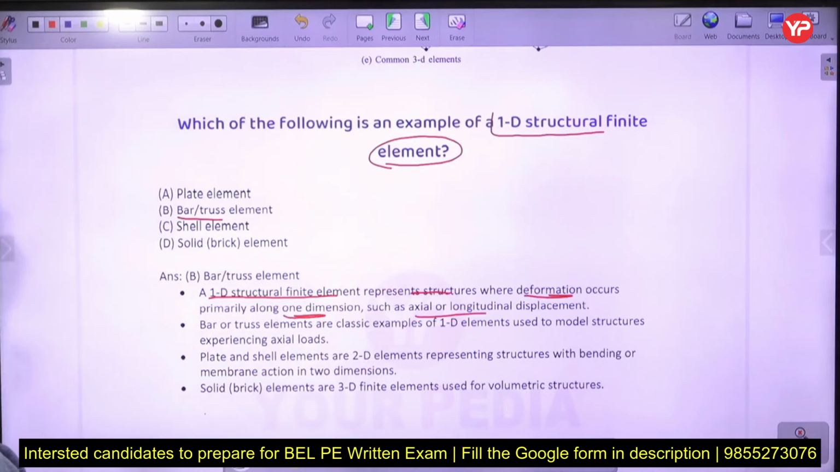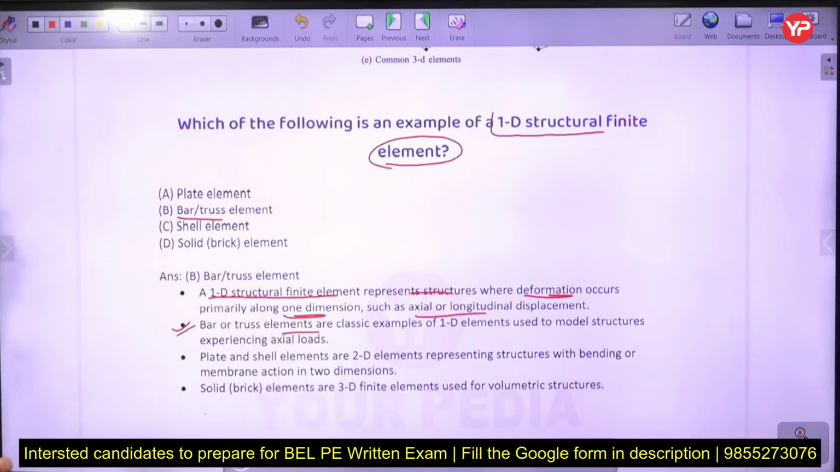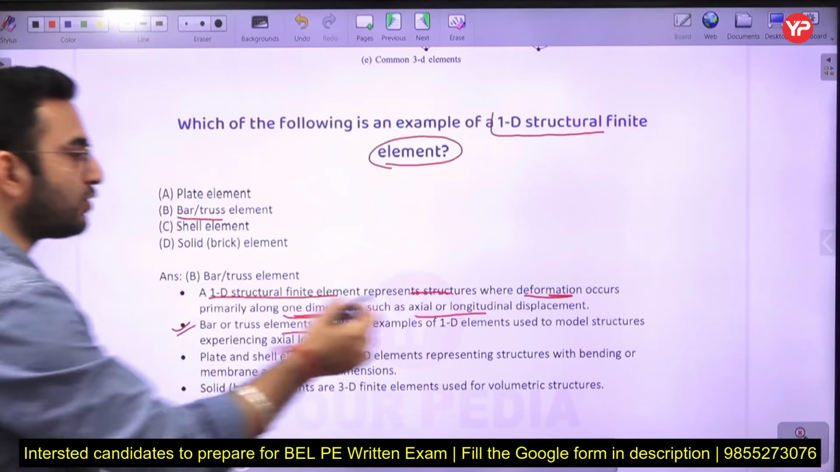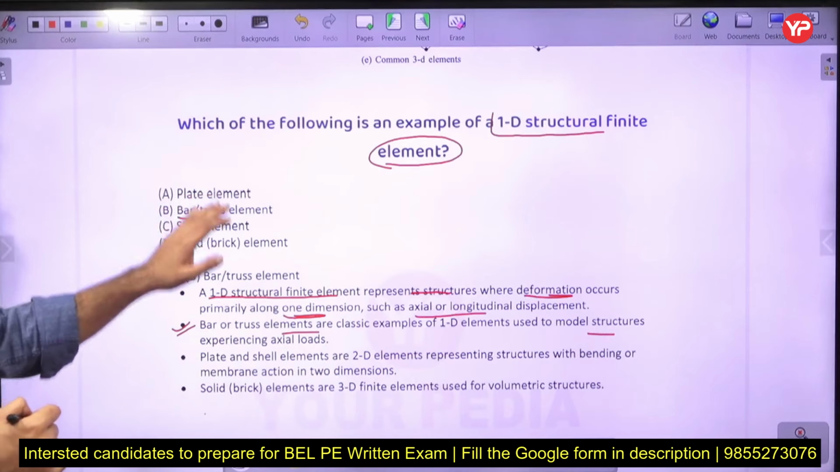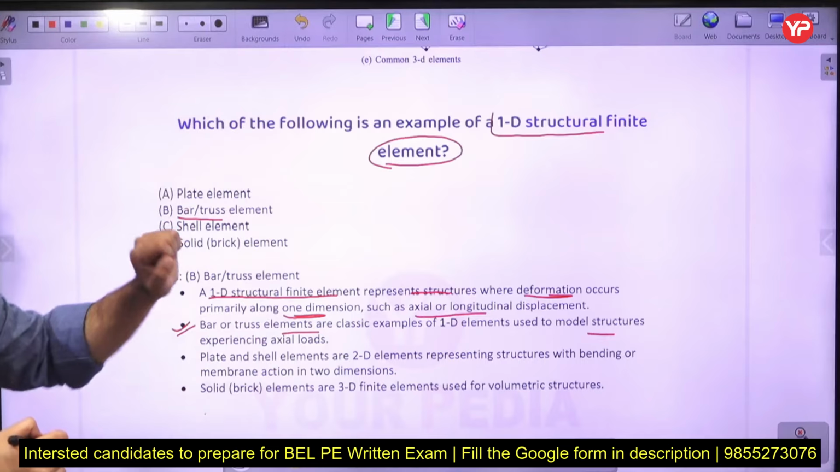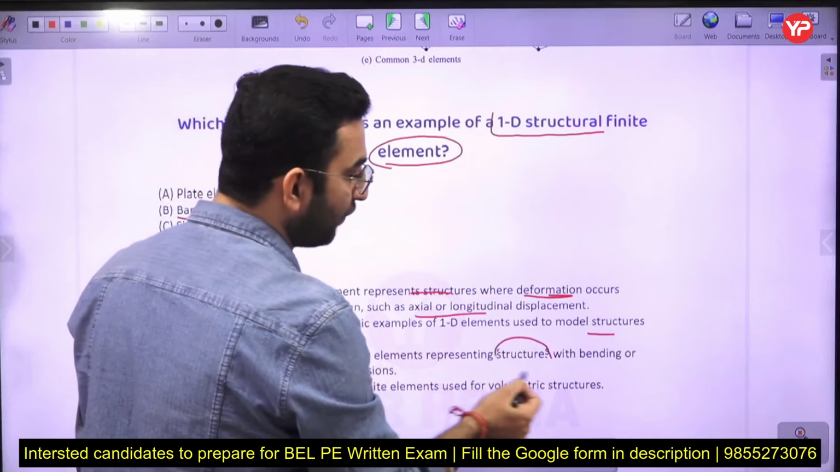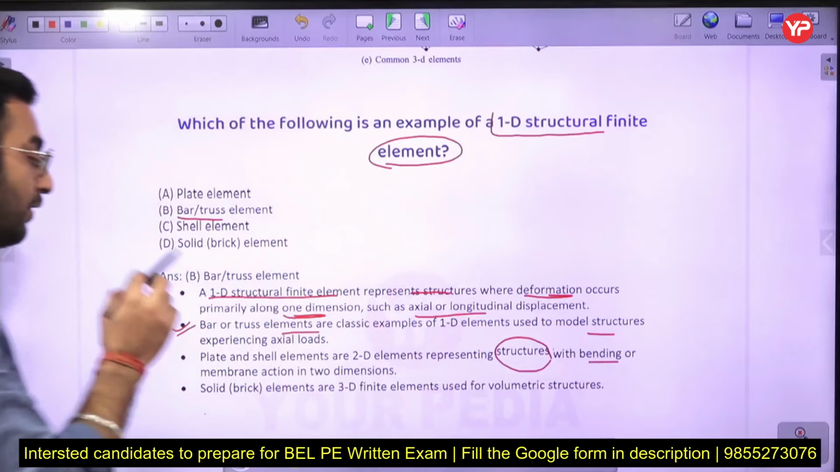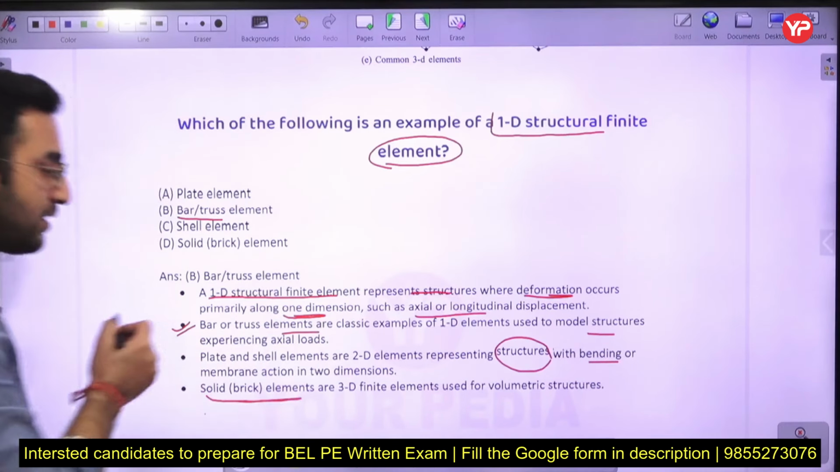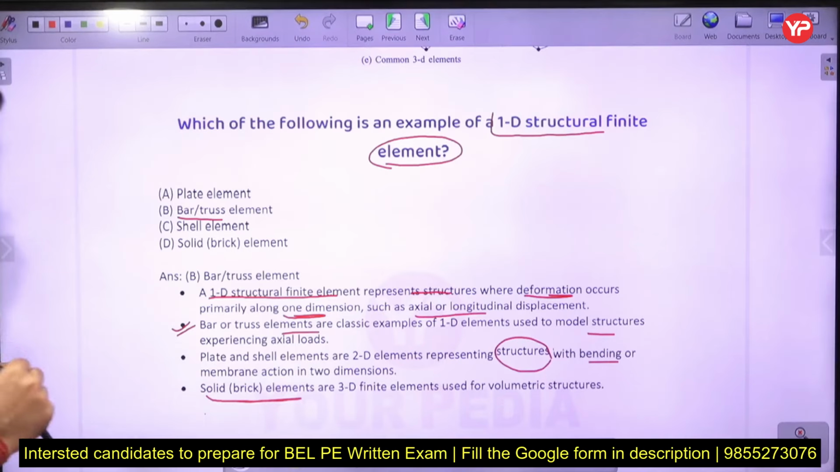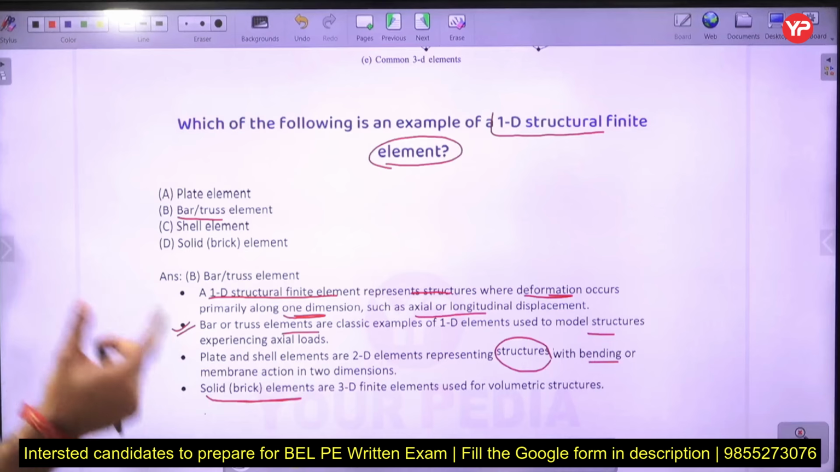The bar or truss elements, as I have already told you, are examples of 1D structural finite elements, and they are basically used to model structures. Second, the plate element and shell element, as I have shown you, are basically 2D elements. They generally represent structures in which we may have bending or torsion effects in two dimensions. In the case of the solid element, we have a 3D configuration, and they are generally used for volumetric dimensional changes.